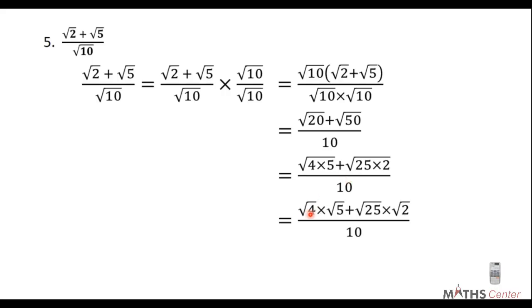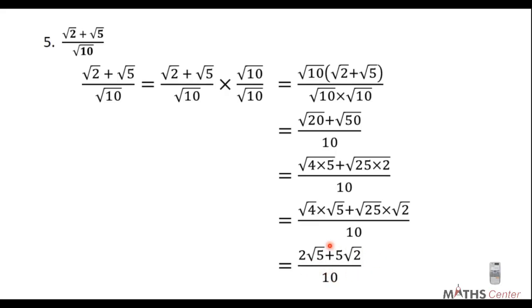This will give us square root of 4 times square root of 5 plus square root of 25 times square root of 2. Square root of 4 will give us 2 times square root of 5 will give us 2 root 5, then plus square root of 25 will be 5 times square root of 2 will give us 5 root 2, all divided by 10.